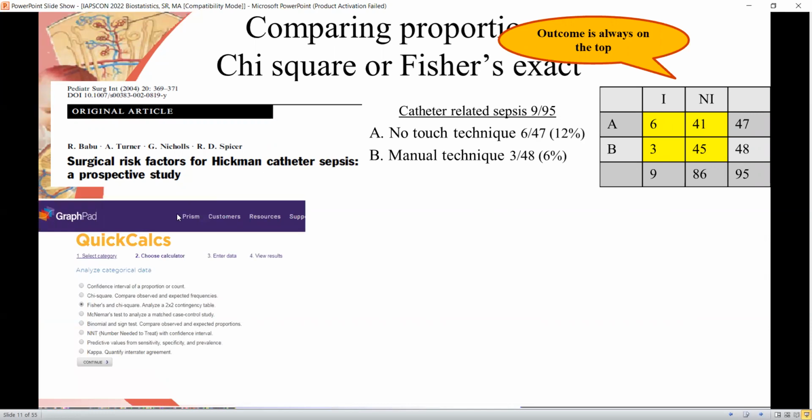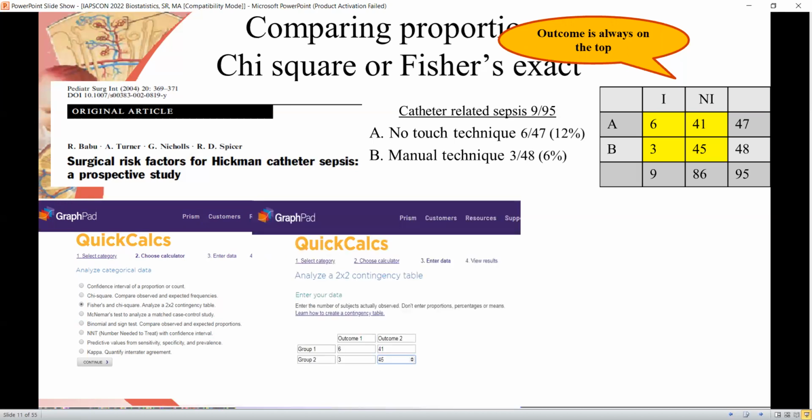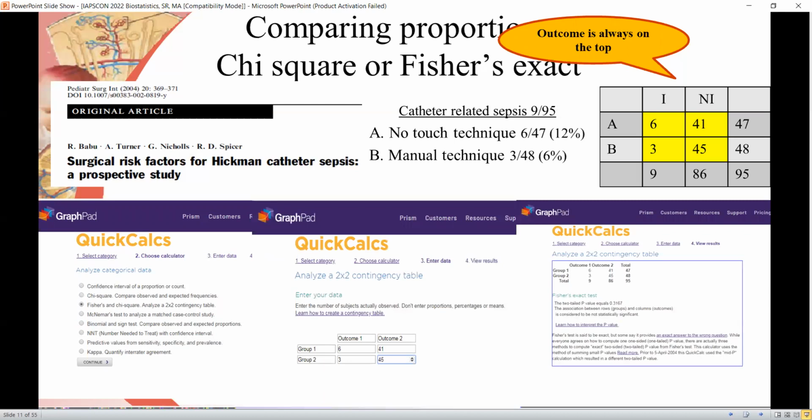So you go again to the quick calculator, but this time instead of using the continuous data, you use the categorical data. So Fisher's or chi-square test and 2x2 contingency table, and then you enter your values, and then you select the test, either chi-square or Fisher's exact test. If one value is less than 5, here it is less than 3, then you have to go for Fisher's exact test. So here the two-tailed p-value is 0.3, which is not significant. So in this particular study, we said that there is no big advantage of doing a no-touch technique because this is not causing a big reduction in the infection rate.